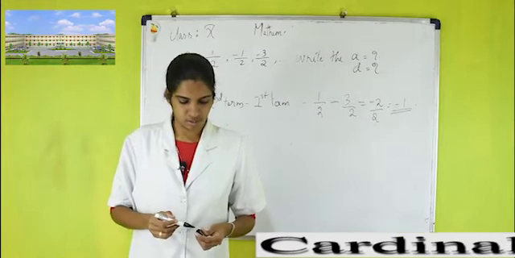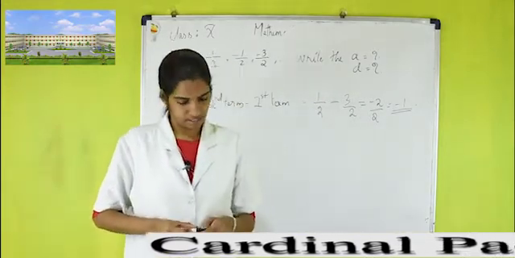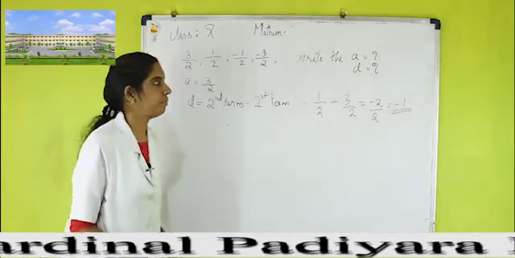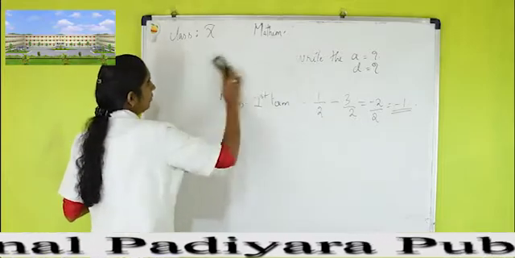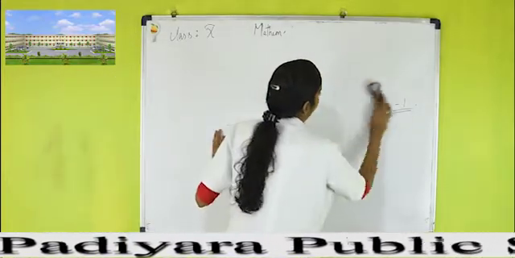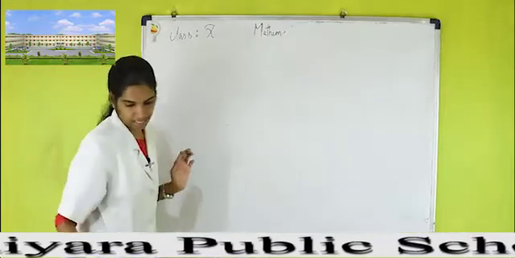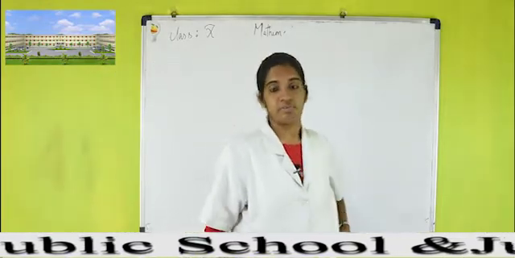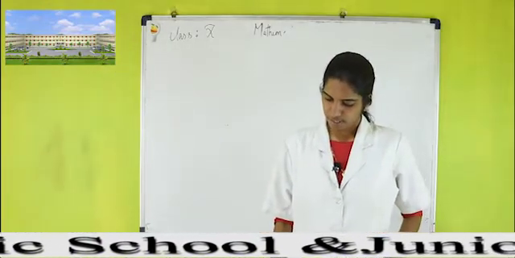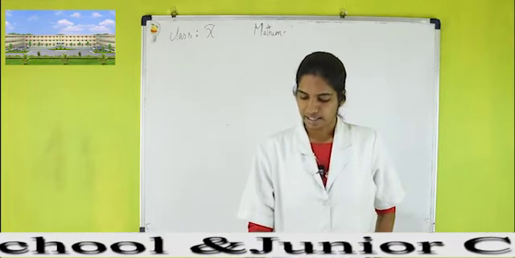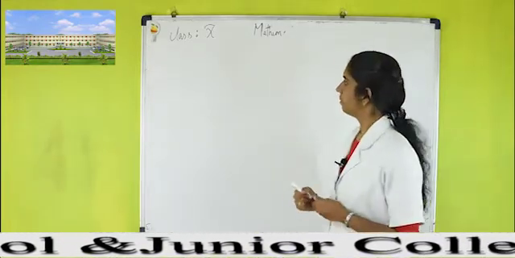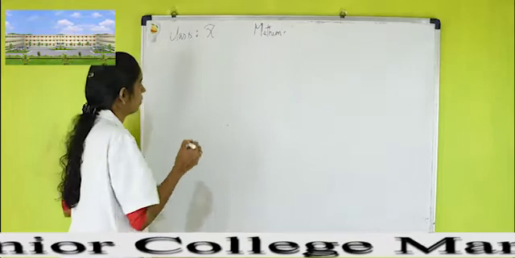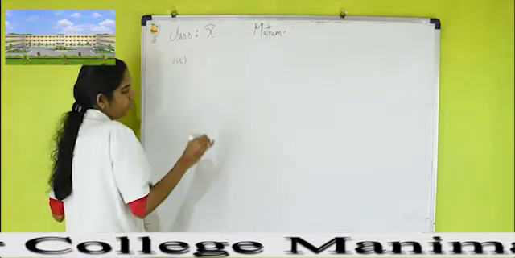Write down the next question. Write the first 4 terms of an AP, when the first term A and the common difference D are as follows.